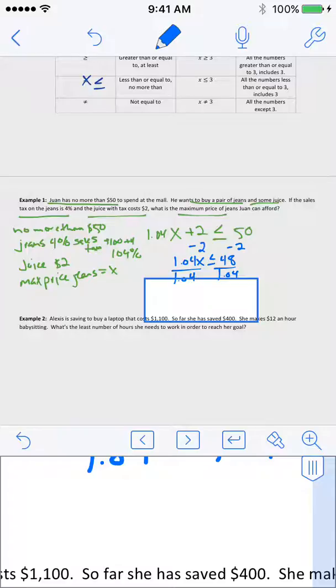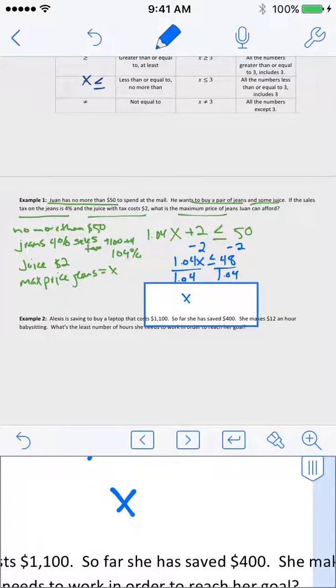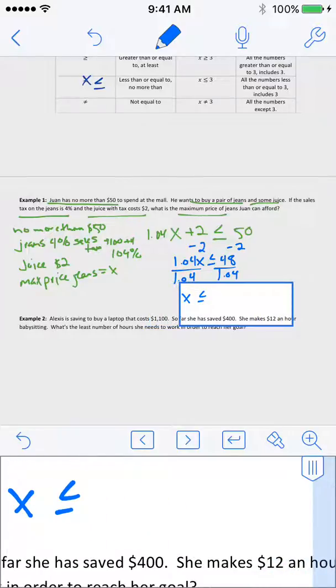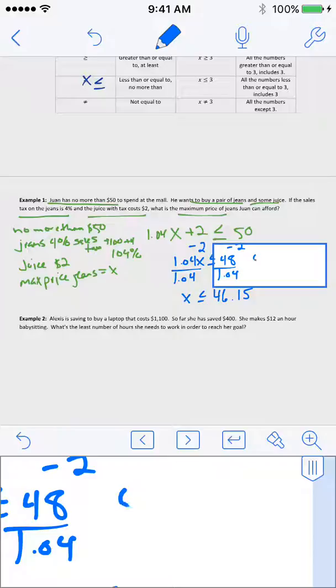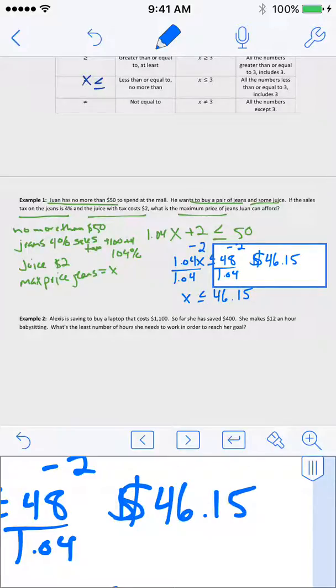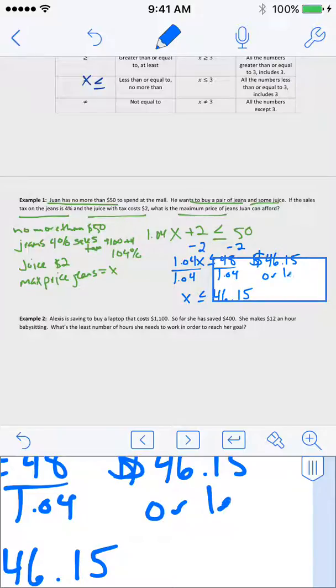Divide 48 divided by 1.04. You end up with x is less than or equal to 46.15. Now it's actually 46.15384615, right? But since we're talking about money here, and x is the maximum price of the jeans, I'll translate it back to x can be $46.15 or less, right? If it's less, then that's fine.